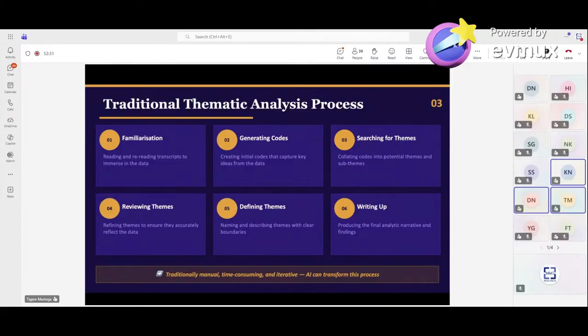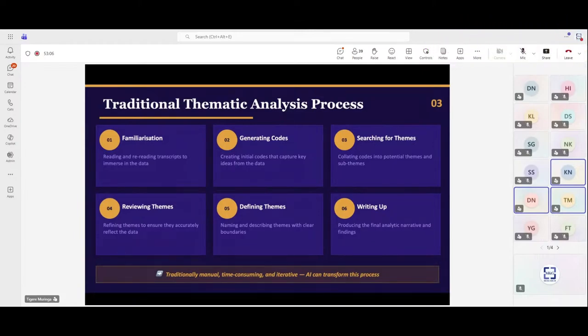For example, you've done interviews, you're going through those interviews and trying to understand what the data is saying, what the key things within the data are, right? Then you go to generating codes, where you generate initial codes that capture the ideas from the data. These are just what the data is saying and what the key codes are, before we actually talk about themes. Then the third aspect is searching for themes.